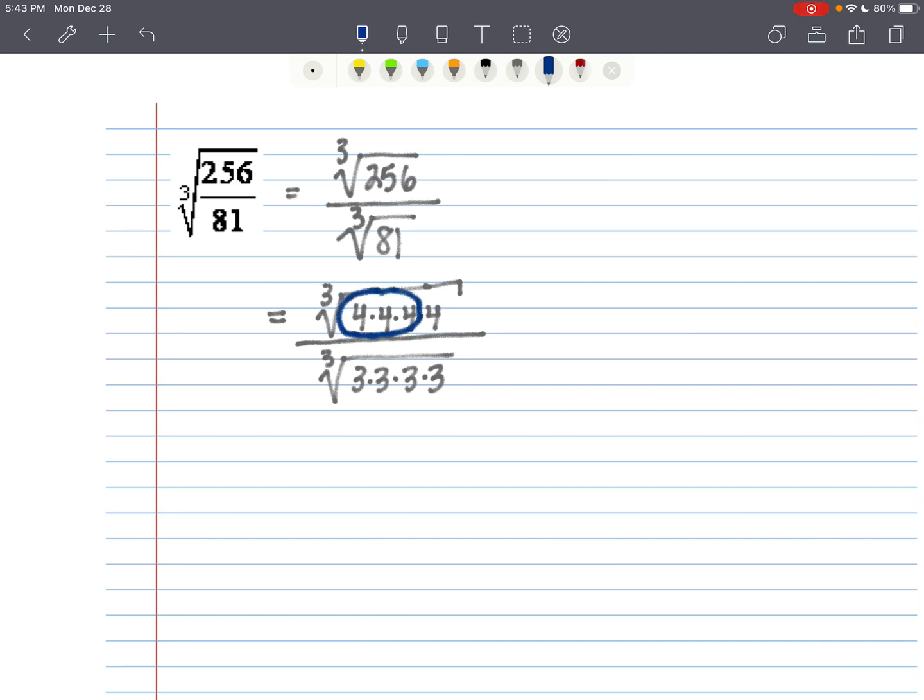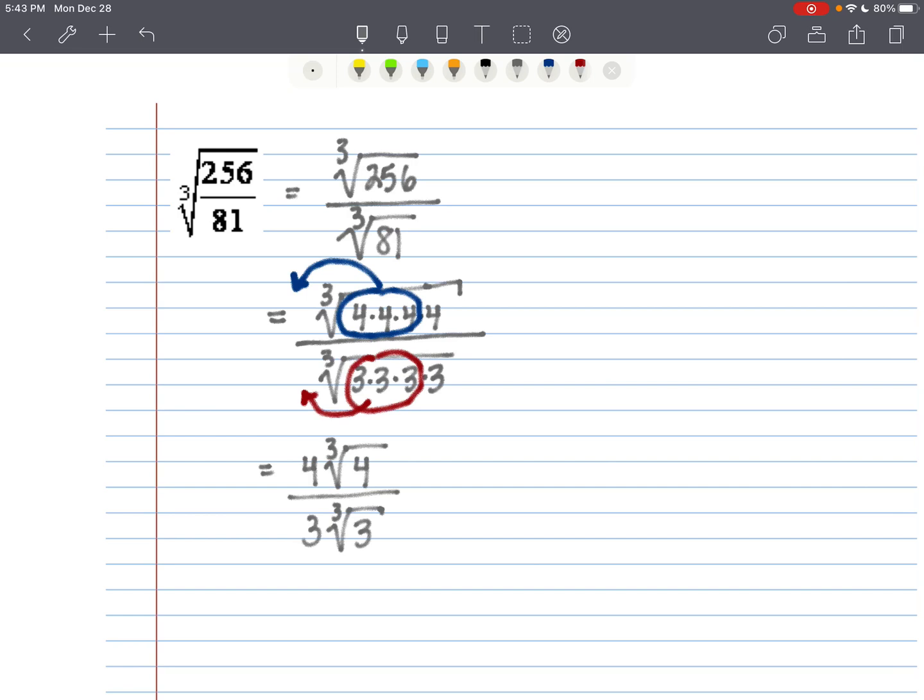And we're looking for groups of 3. So we're going to be able to take a 4 to the outside in the numerator, and we're going to be able to take a 3 to the outside in the denominator. So we'll have 4 times the cubed root of 4 over 3 times the cubed root of 3.